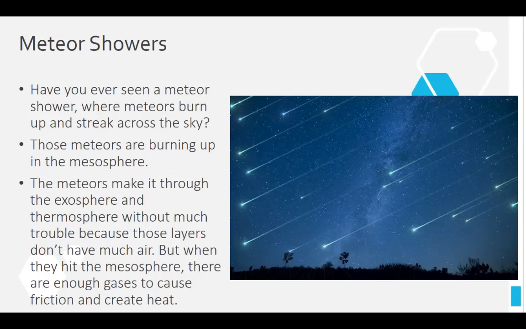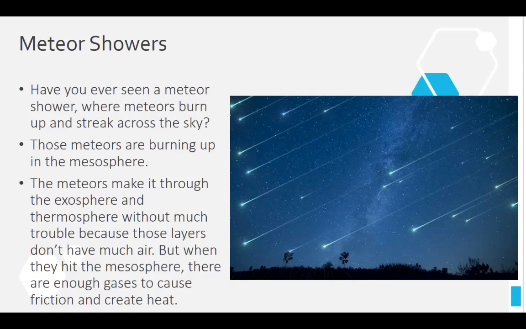The meteors make it through the exosphere, where again there's very little actual material. Then once they pass through the thermosphere, they have minimal trouble there. But as they come into contact with the higher amount of gases that make up the mesosphere, they begin to heat up, and the friction causes the glowing that is the streak across the sky that we think of as a shooting star, or a meteor shower.